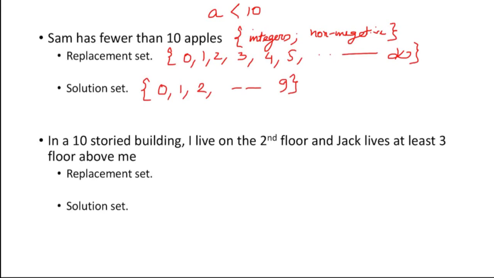Let's take another practical scenario. Let's say I live in a 10-storied building and I live on the 2nd floor. And I say Jack lives at least 3 floors above me. So the replacement set for this scenario would be, in a 10-storied building, we can have people living on the ground floor, the 1st floor, 2nd floor, and all the way up to 9 floors. And the solution set for this inequality would be values that are at least 3 floors above the second floor, that is 5, 6, 7, 8 and 9.